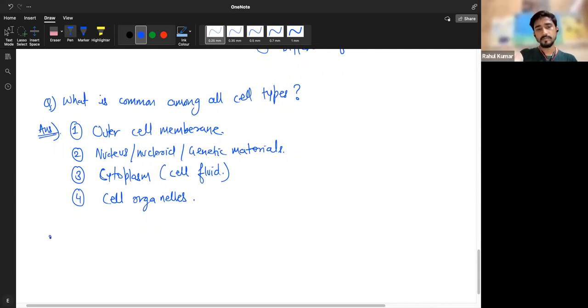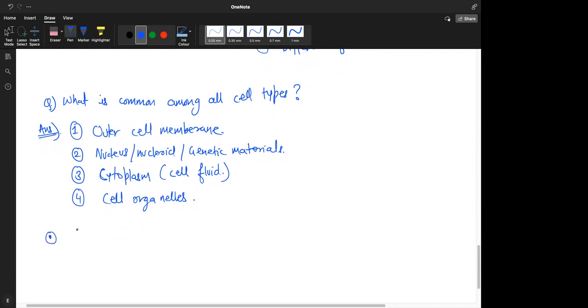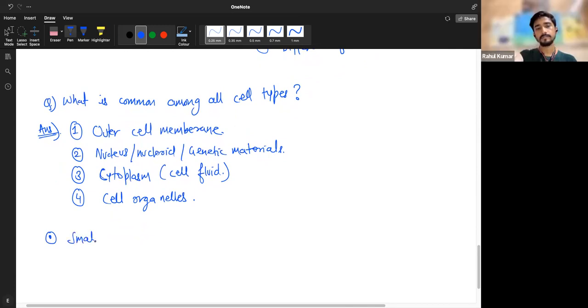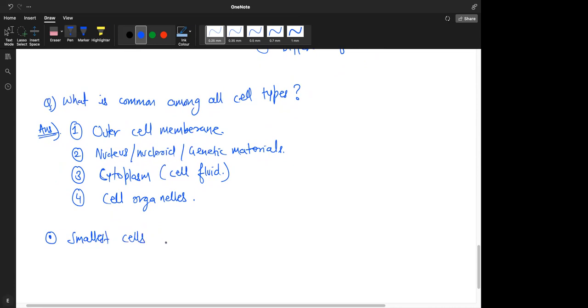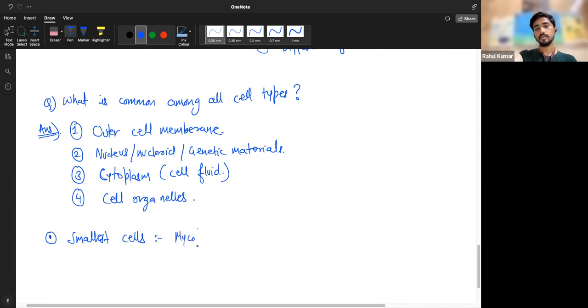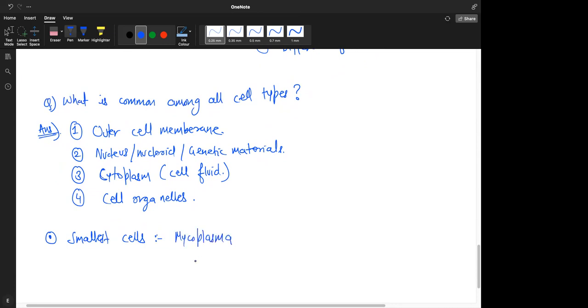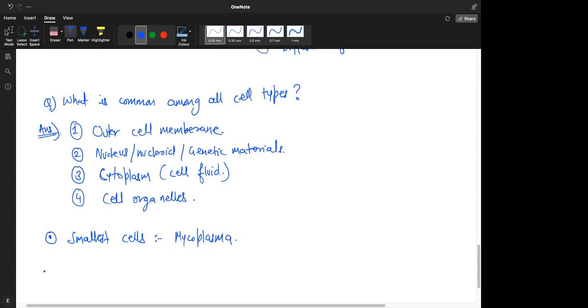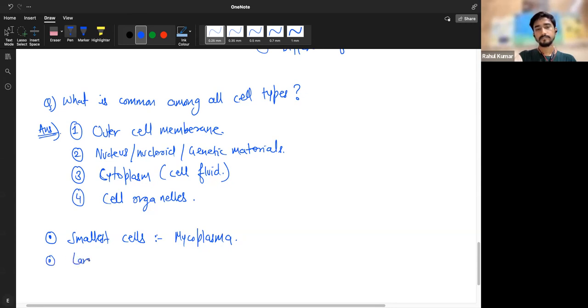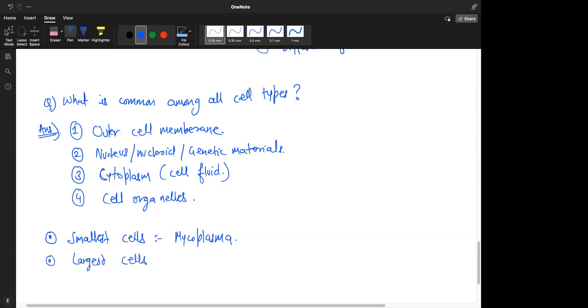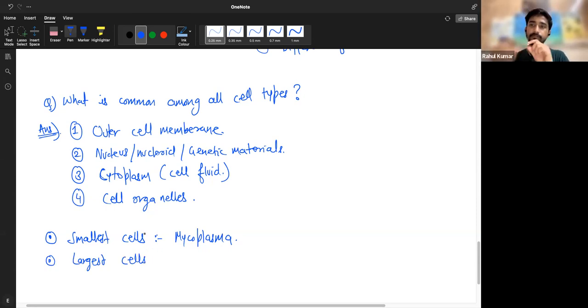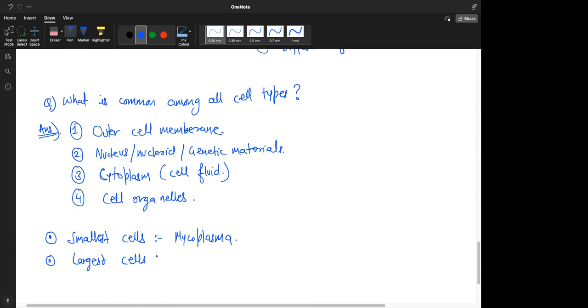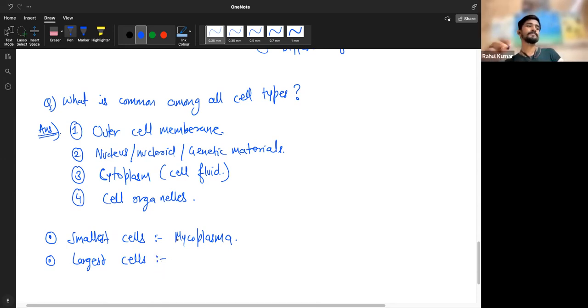Now, some questions. Which is the smallest cell? Now we come to it. Mycoplasma. Yes. Mycoplasma. Remember I told you about PPLO? Yes. They are these. Okay, mycoplasma. And what is the largest cell? Nerve. Very good. That's not the largest, that's the longest. It has an extension.